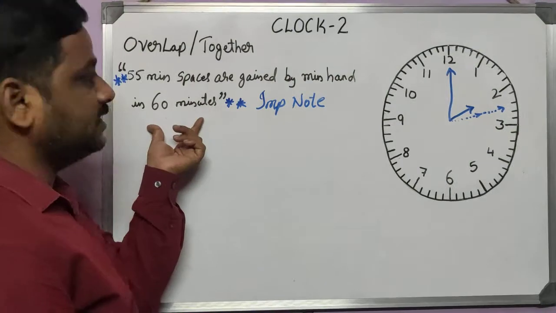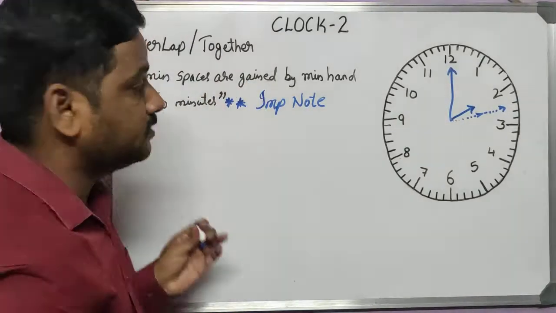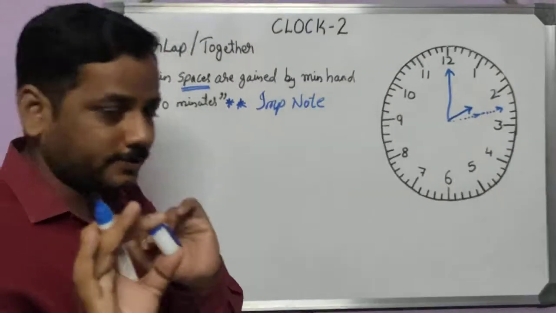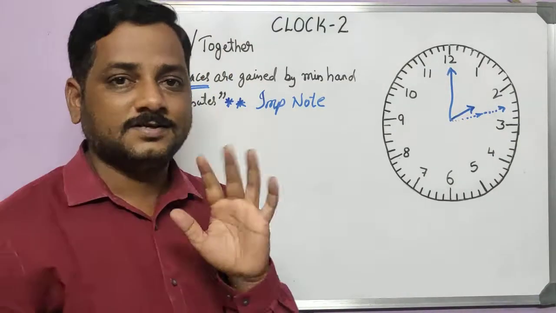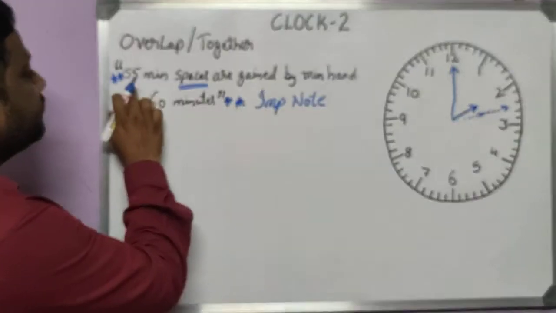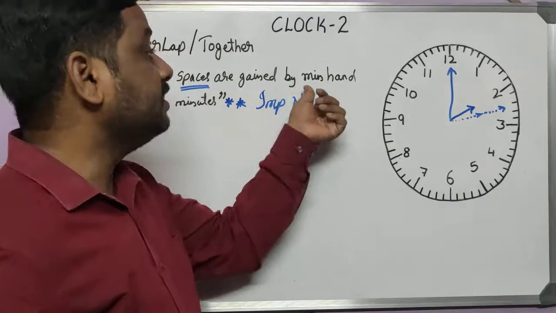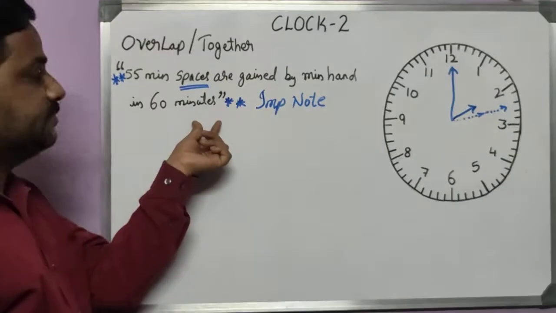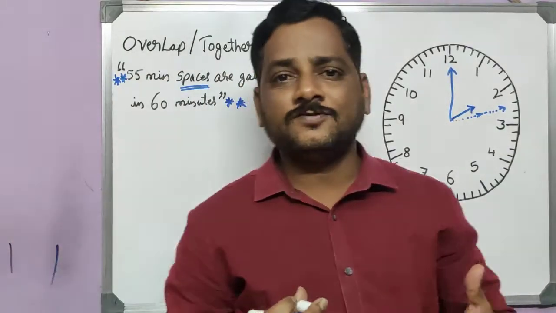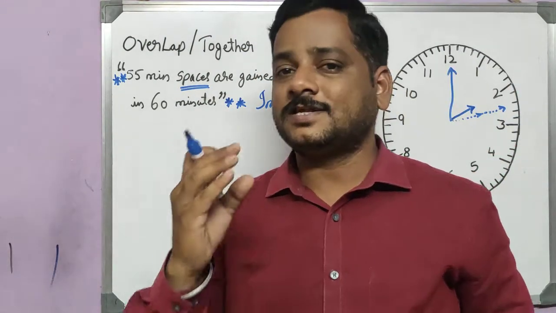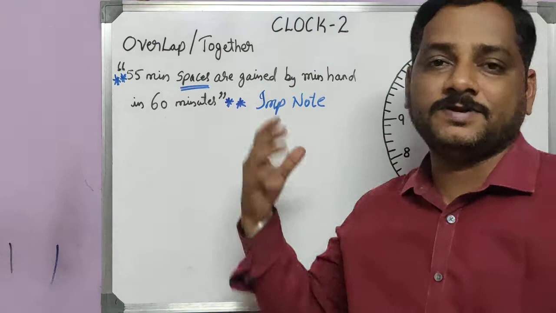So here the note says that 55 minute spaces are gained by the minute hand in 60 minutes. Sorry, it was read as 15, but it is 55. It may be confusing for you now: how to remember this and what is the meaning of it. So let's understand the meaning of this statement.